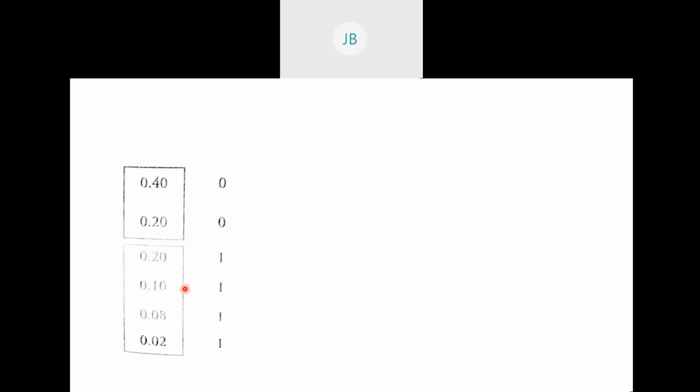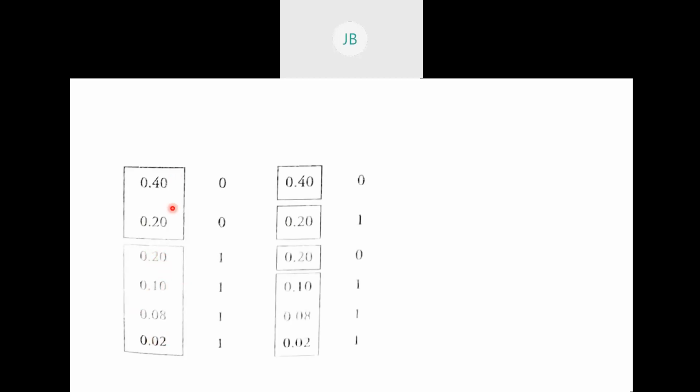Yes, we do that. So this group is divided here, 0.4 and 0.2. So the upper group is given 0, lower group is given 1. And this group has been divided here, and the upper group has one element, that is 0.2, and it is assigned the value 0. And the lower group has 3 members and it is assigned the value 1. All the members will have the same value 1.